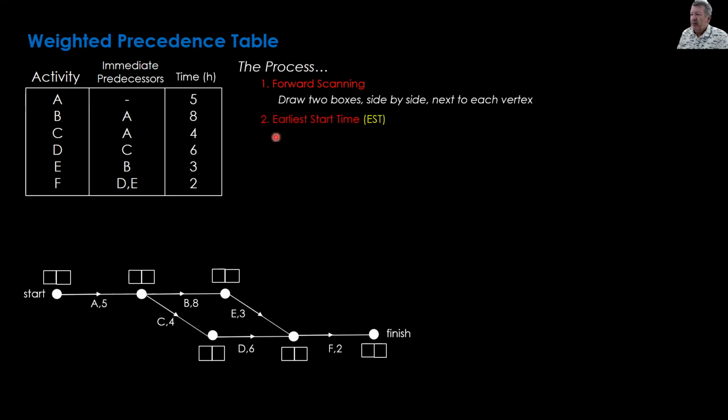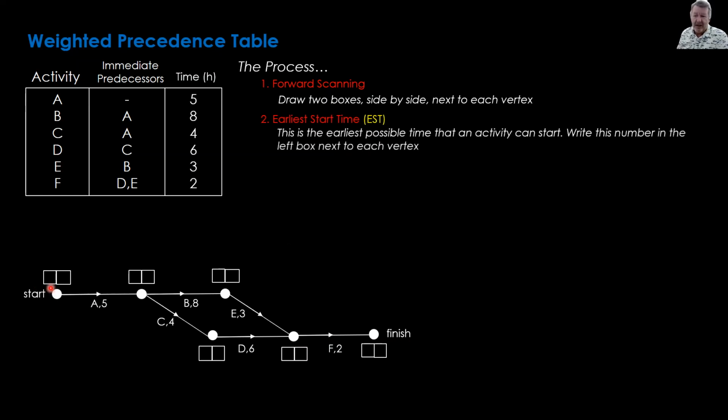Second step, we're going to write in our earliest start times. So we're going to use this first box as our earliest start time. Now, obviously the start is going to start at 0 hours. So here's just an explanation. Start is going to start at 0 hours. So we go from here to the next earliest start time for these two activities, which is going to be here. So we take the 0, we add the 5, and that becomes a 5 in there.